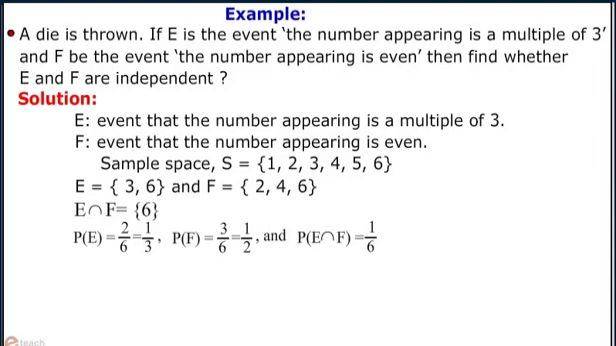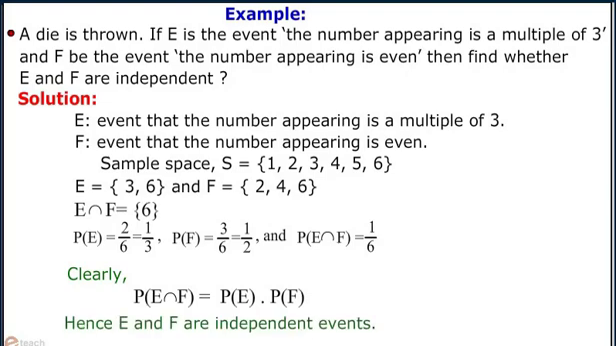Probability of E equals 2 by 6, that is equal to 1 by 3. Probability of F equals 3 by 6, that is equal to half. And probability of E intersection F equals 1 by 6. Clearly, probability of E intersection F is equal to probability of E into probability of F. Hence, E and F are independent events.